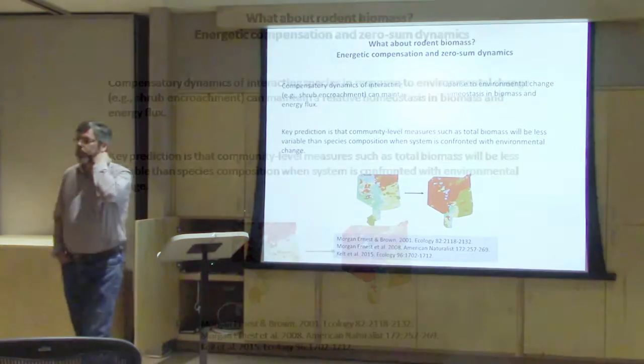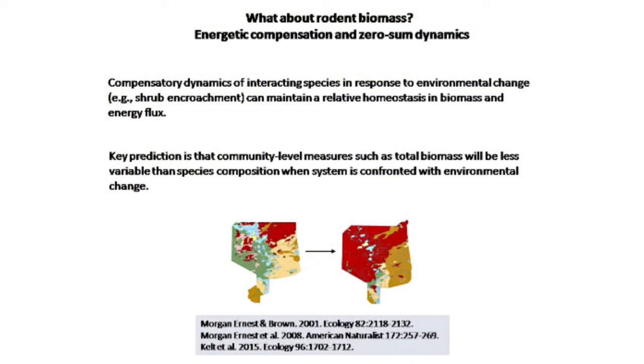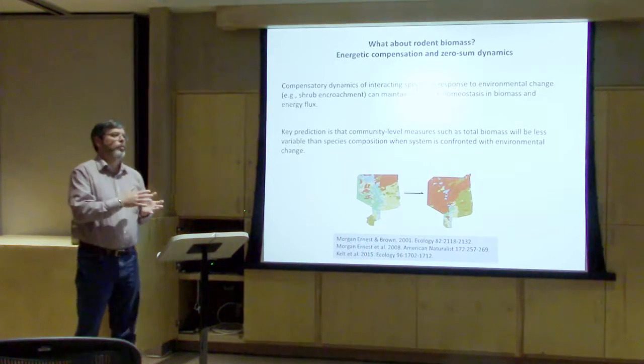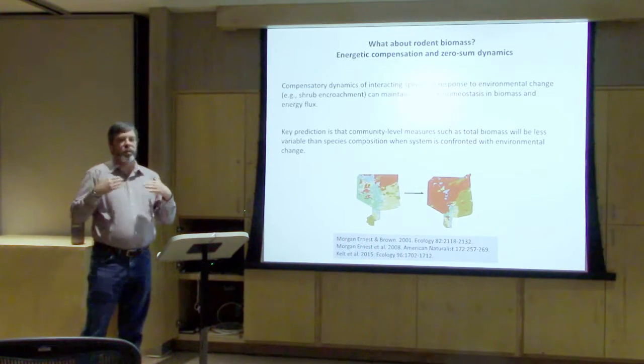What about something like rodent biomass instead of diversity? Well, one framework we can look at to think about that is this idea of energetic compensation in zero-sum dynamics, which is the idea that if you have interacting species and they have some compensatory dynamics, then something like total biomass might still stay relatively stable. So maybe shrub encroachment reduces some species. If you have a compensatory positive response for other species, you could end up with a balanced biomass.